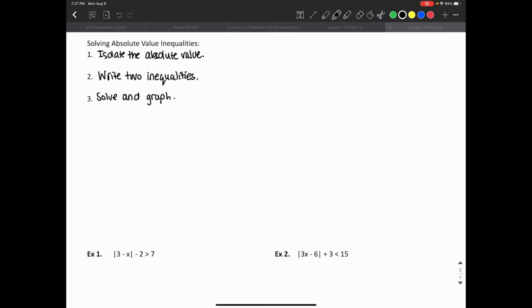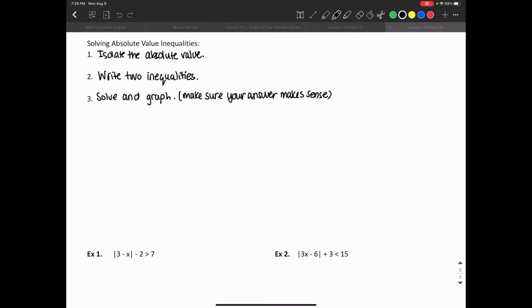Also make sure that your answer makes sense, because there are going to be examples with no solution. Your no solution or infinite solutions are the ones you're going to be looking at, and we'll talk about those in a second. But the steps are basically exactly the same, just you're writing two inequalities.